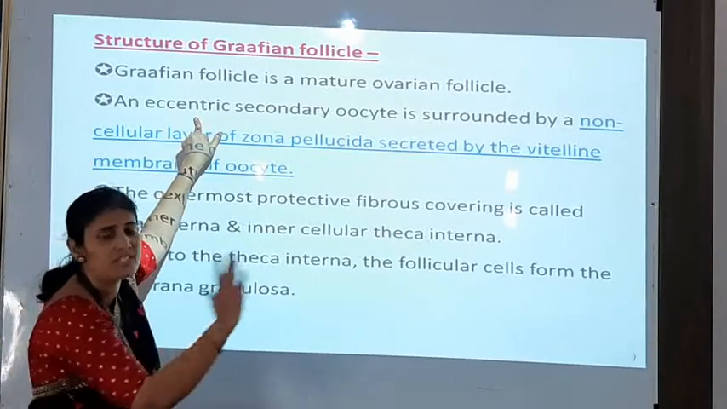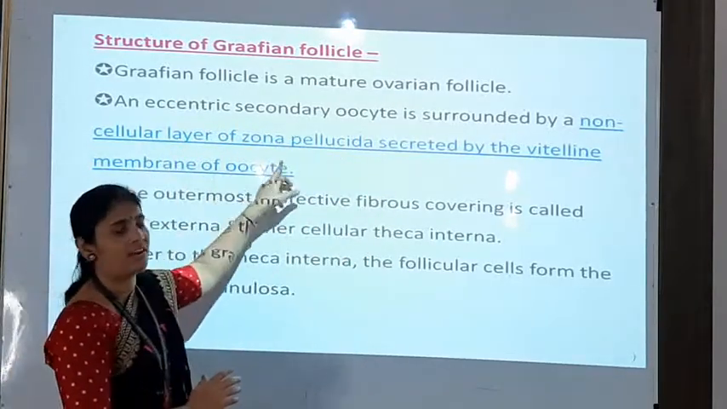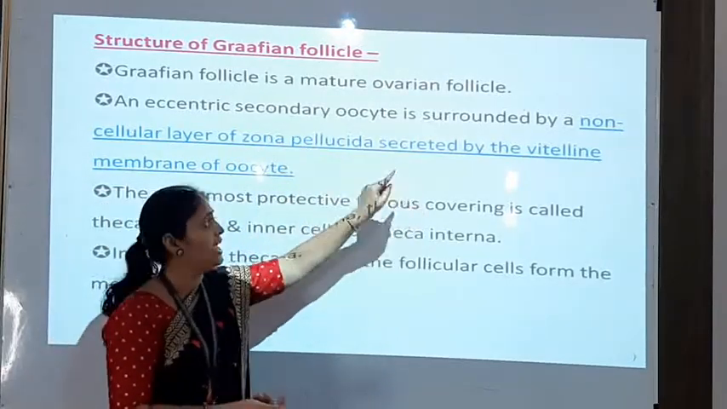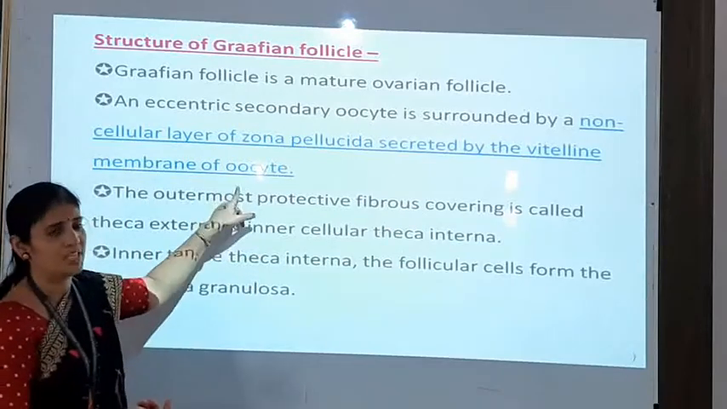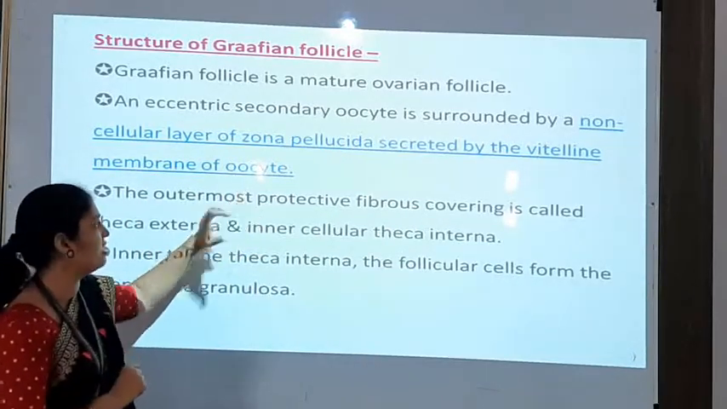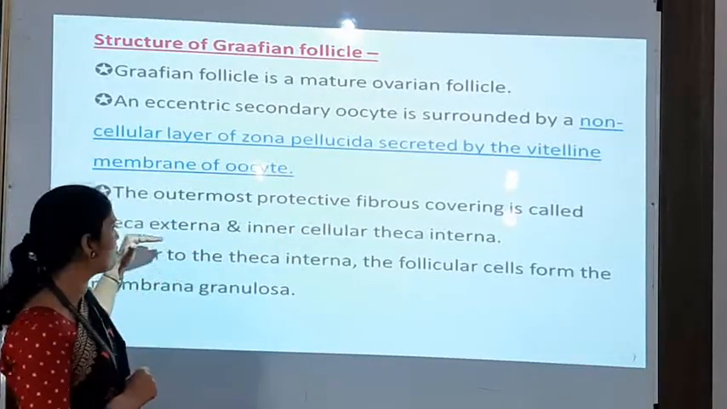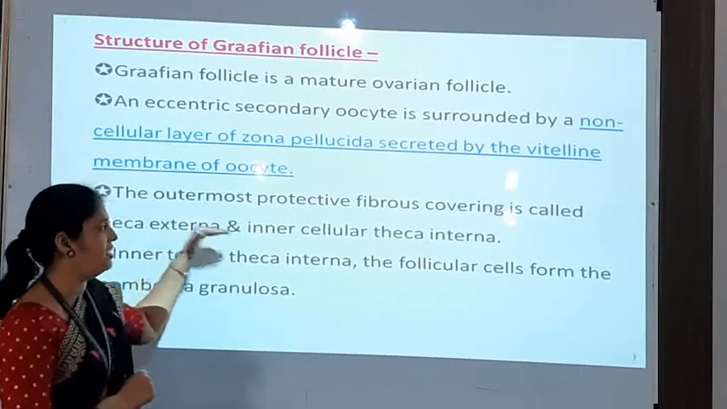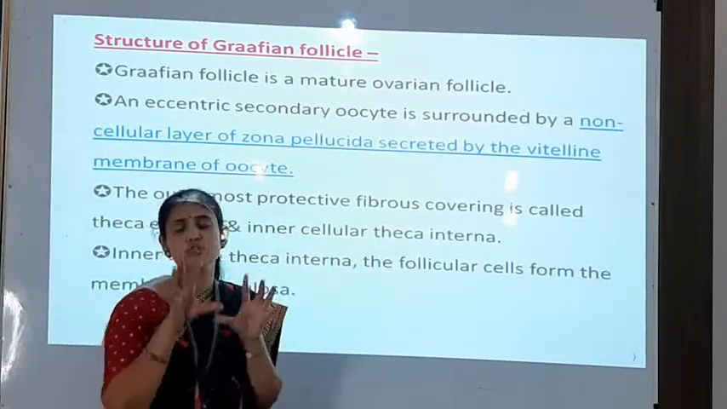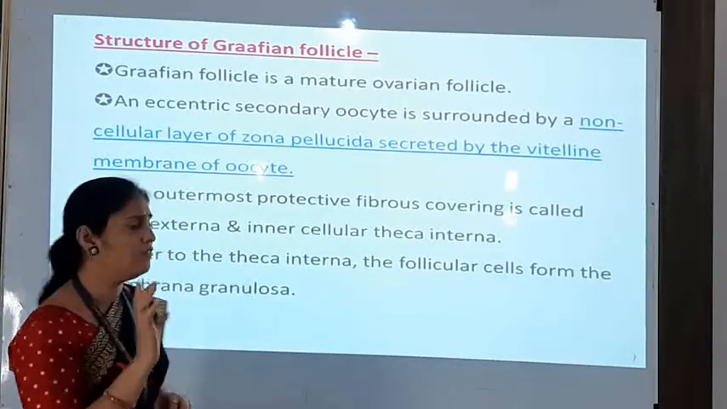Eccentric means away from the center, and the oocyte is surrounded by a non-cellular layer called the zona pellucida, which is secreted by the vitelline membrane of the secondary oocyte. So we have to see in the diagram what that structure is. Now the outermost protective fibrous covering is called the theca externa, and the inner cellular membrane is called the theca interna. These two layers are present around the Graafian follicle.